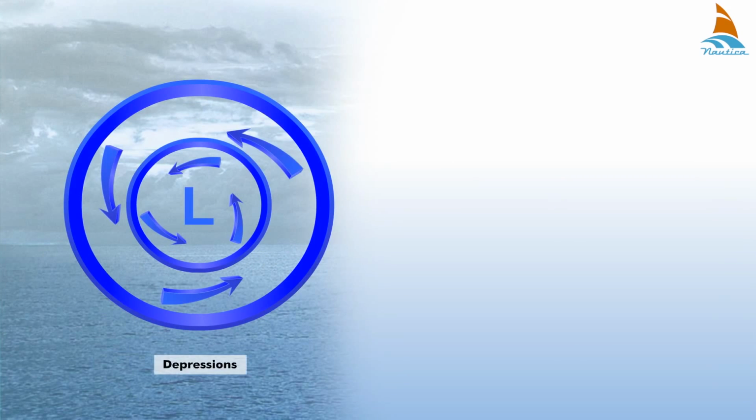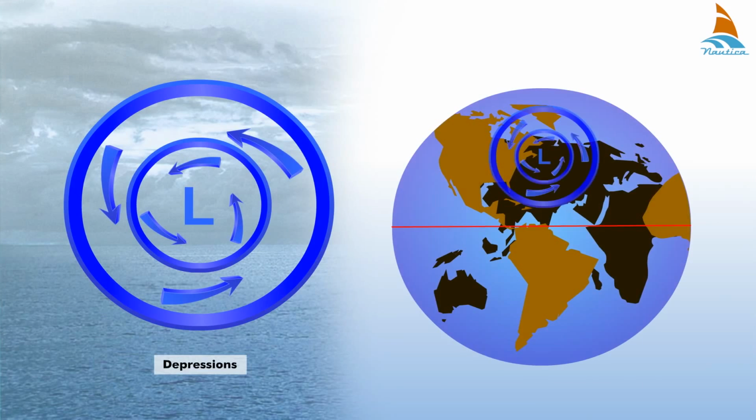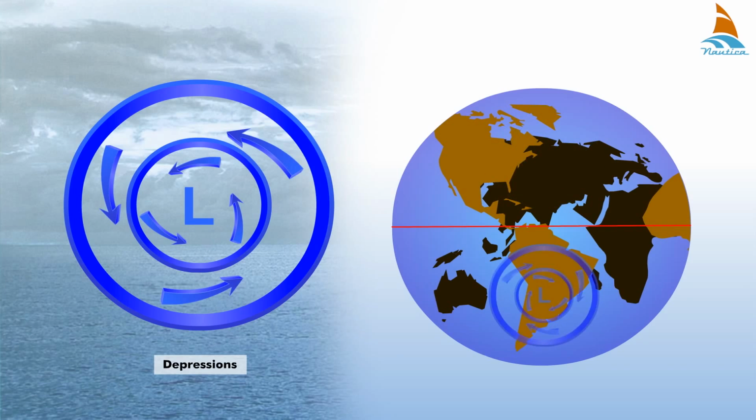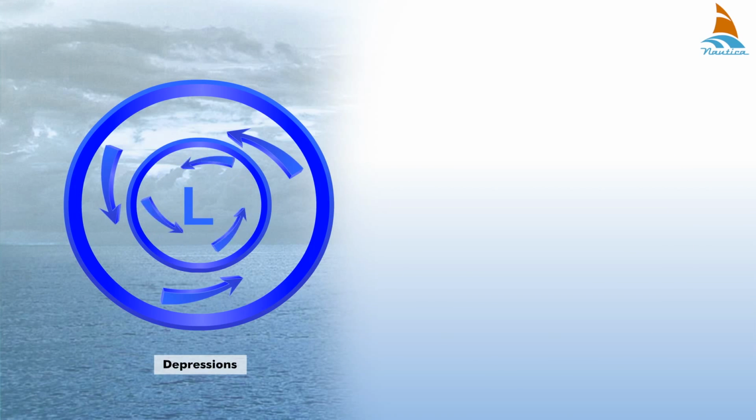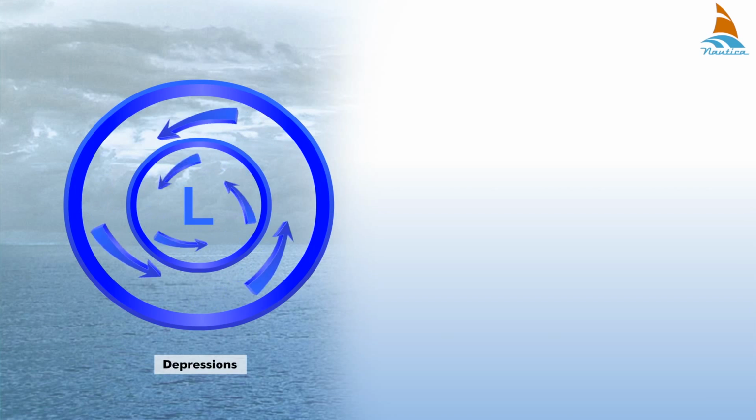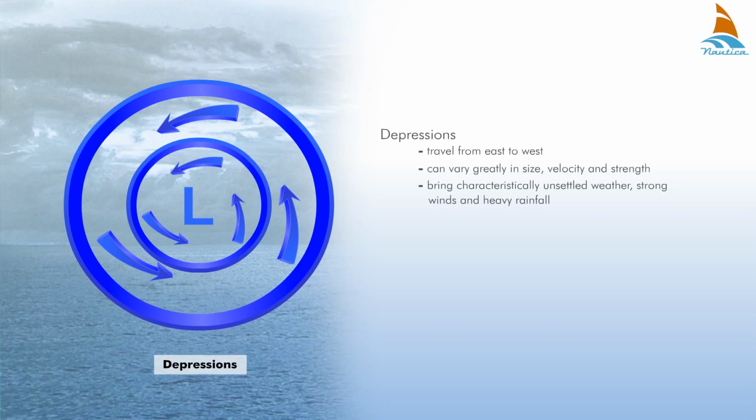Lows are also called depressions. In the northern hemisphere, winds blow counterclockwise around a depression, and in the southern hemisphere, winds blow clockwise. Winds blow stronger in the center of a low than they do on its outer edges. Depressions usually travel from east to west and can vary greatly in size, velocity, and strength. They bring characteristically unsettled weather, strong winds, and heavy rainfall.